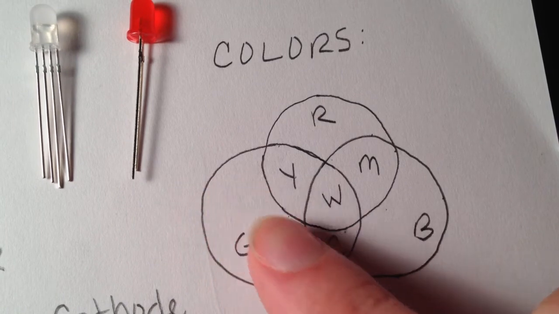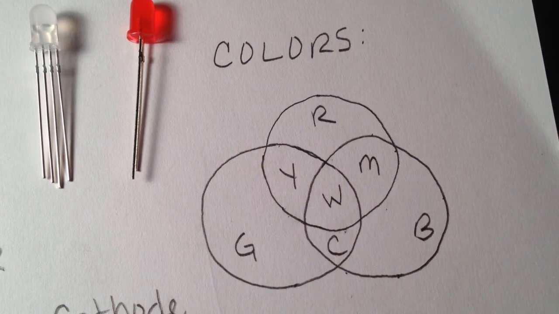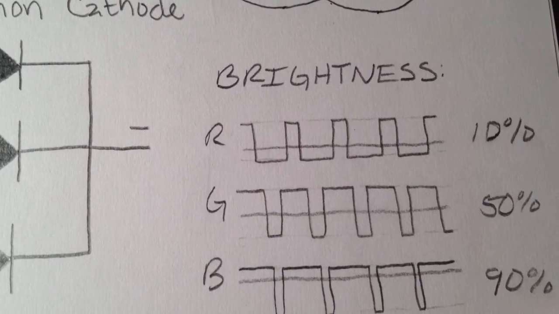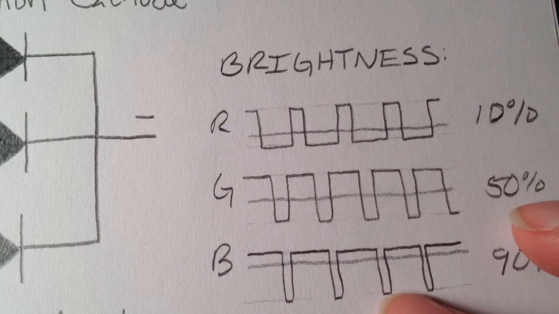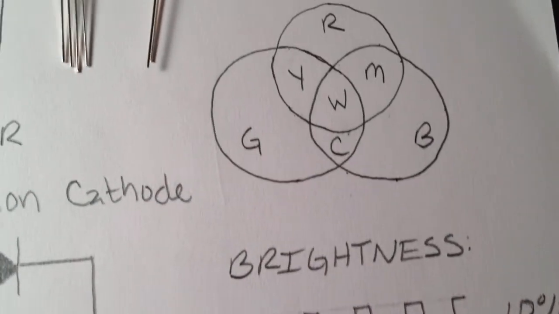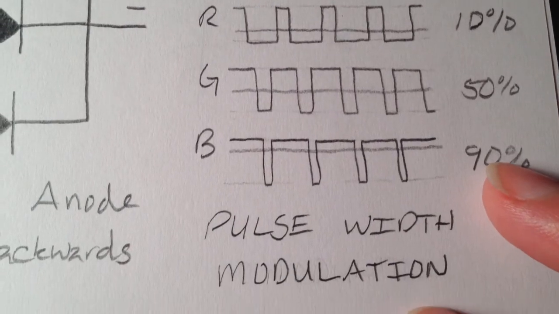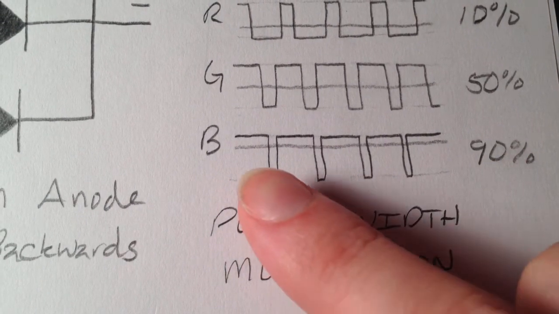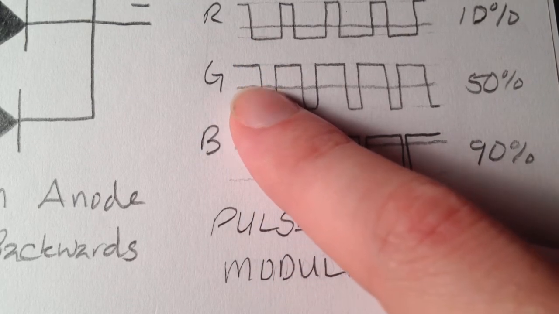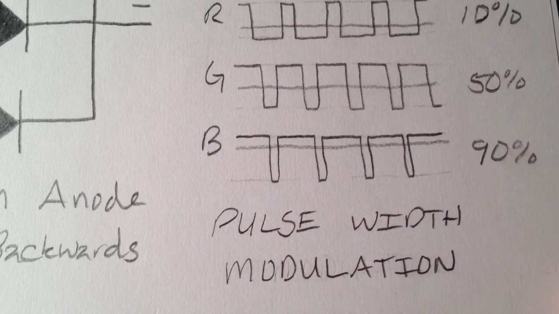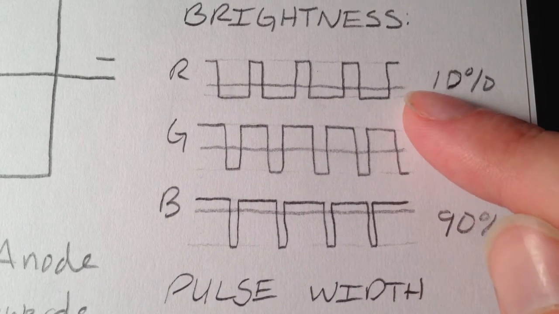The three different colors, red, green, and blue, allow you to create yellow, magenta, and cyan, and white as well. Now, we won't be going over this in this tutorial, but you can vary the brightness for each of these to create a lot of different colors, as opposed to just the 7 that you see here. This is called pulse width modulation, and it involves turning on and off each of the elements very quickly to gain an average voltage, basically. So here you can see the blue is at 90% brightness, green at 50, and red at 10%.